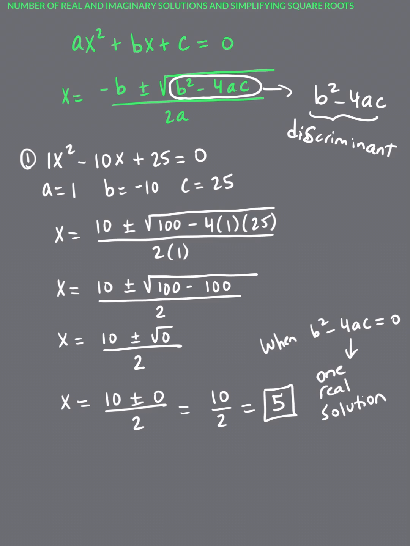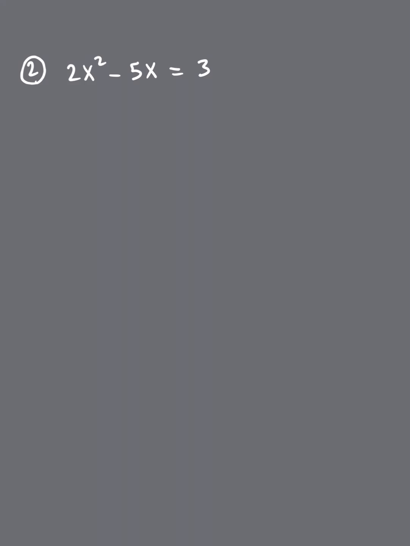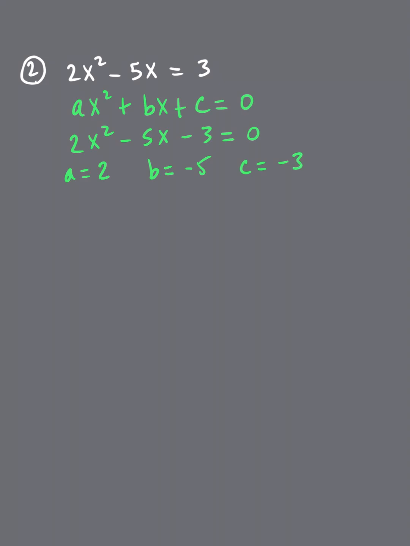Let's look at another example. 2x squared minus 5x equals 3. We can see that this is not in standard form, which is ax squared plus bx plus c equals 0. So we need to subtract 3 on both sides. So we have 2x squared minus 5x minus 3 equals 0. Now we're ready to identify a, b, and c. A is our coefficient of x squared, 2. B is our coefficient of x, -5. And c is our constant, -3.